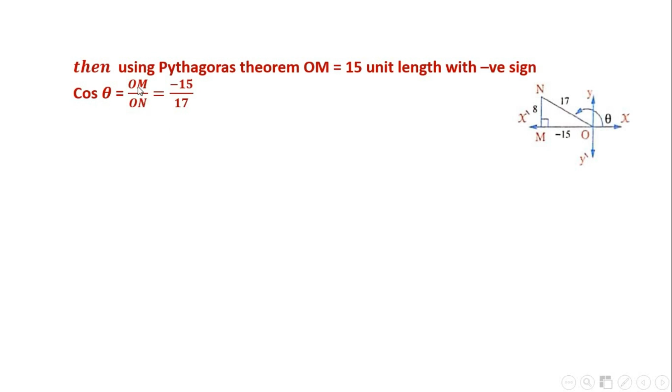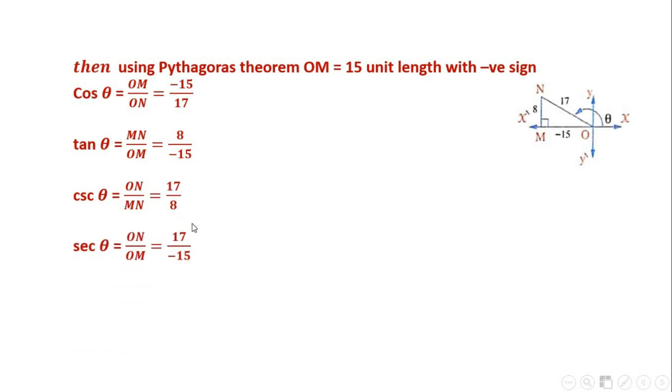And cosine theta will be OM over ON, which is negative 15 over 17. Tan theta will be 8 over negative 15. Cosec theta equals 17 over 8, which is the reciprocal of sine. And sec theta equals 17 over negative 15, which is the reciprocal of cosine. And cotan is the reciprocal of tan, which is negative 15 over 8.